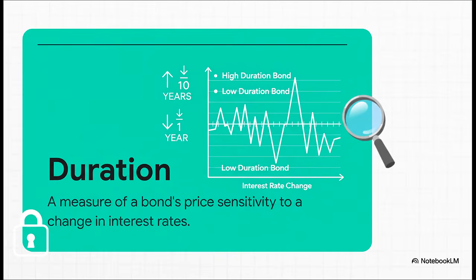When you boil it all down, the idea is actually pretty simple. Duration is just a way to measure how sensitive a bond's price is to changes in interest rates. It's kind of like a riskometer. A bond with a high duration, say 10 years, is going to see its price swing wildly when rates move. But a bond with a low duration is going to be way more stable.